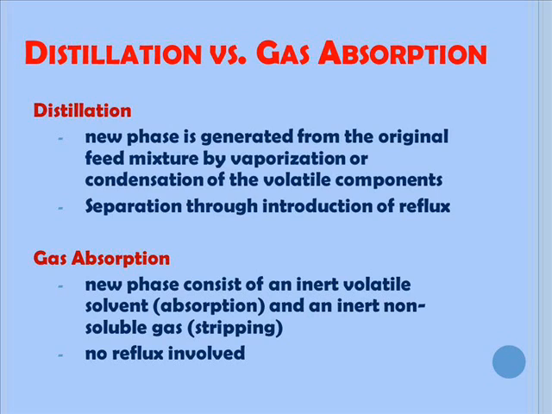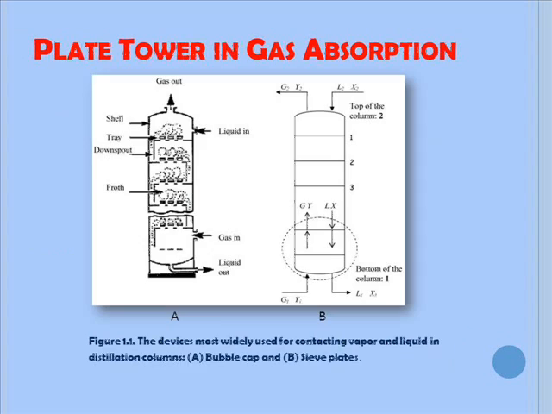On the other hand, in gas absorption, a new phase is also generated, but this new phase consists of an inert non-volatile solvent for gas absorption or an inert non-soluble gas for stripping, and normally, no reflux is involved. So what is reflux? Reflux is a part of the liquid from the overhead condenser returned to the column to provide liquid overflow. Bubble cap and sieve plates are devices most widely used for contacting vapor and liquid in distillation columns.